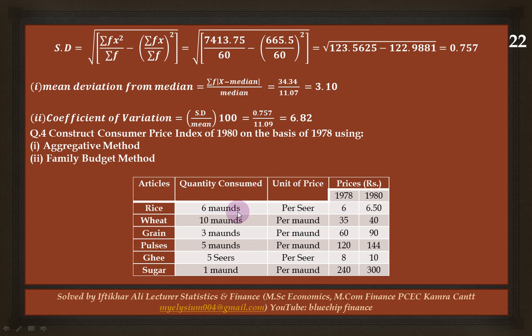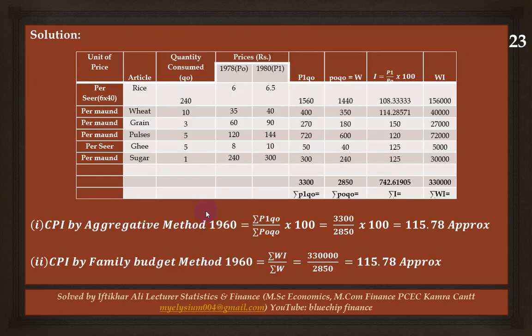One mound consists of 40 kg and per seer is a local language term here which means 1 kg. So the unit of price is per kg and quantity consumed is given in mounds. One mound is equivalent to 40 kg. So 6 multiplied by 40. Here quantity will be 240.